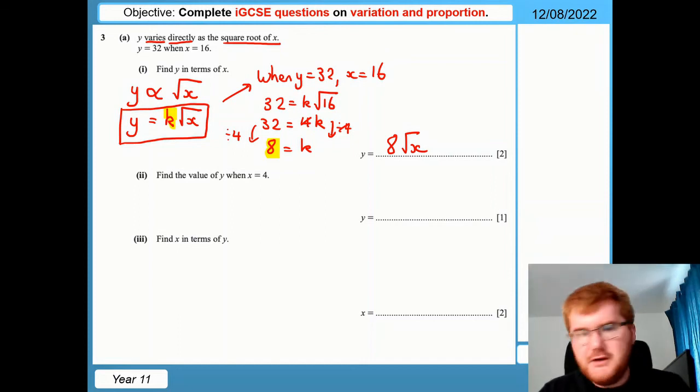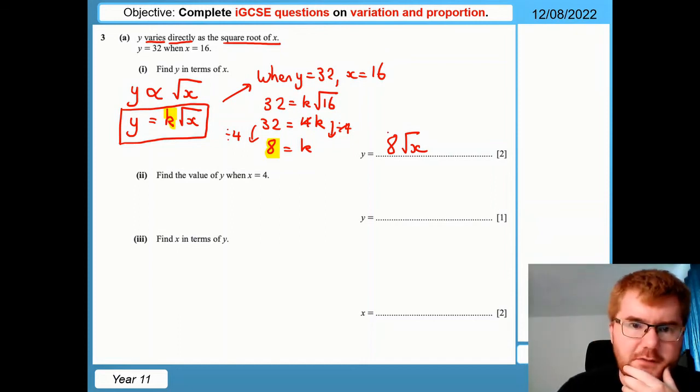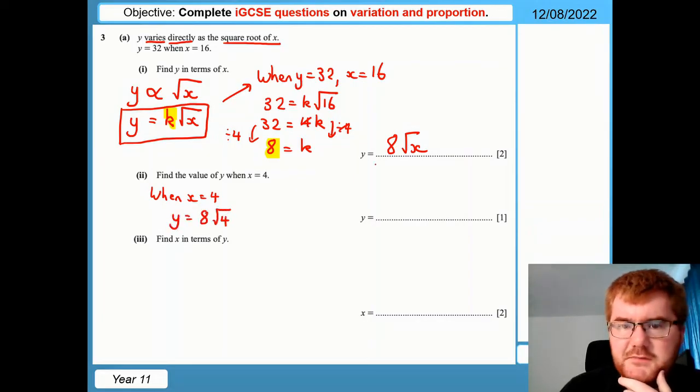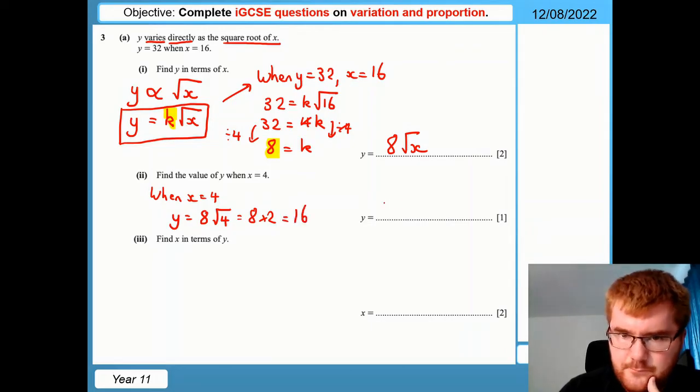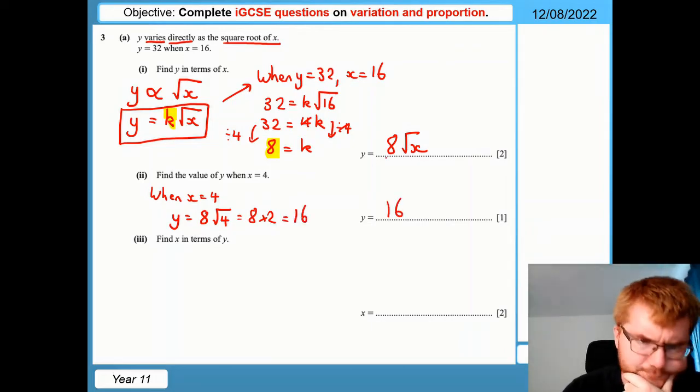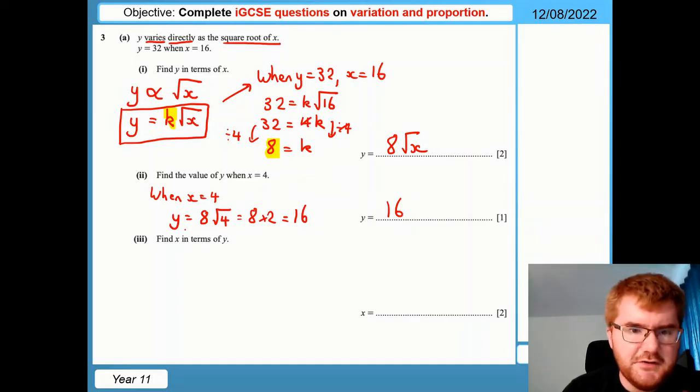And now a very typical question using that formula for the rest of the question. Find the value of y when x is 4. So when x is equal to 4, y is equal to 8 root 4. That just comes from putting x into this formula here. And that gives us 8 times 2, and that is equal to 16. Perfect.